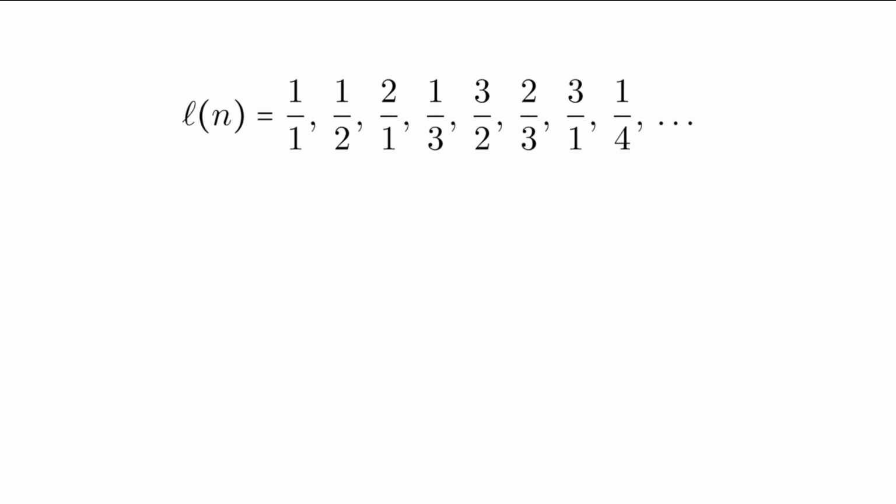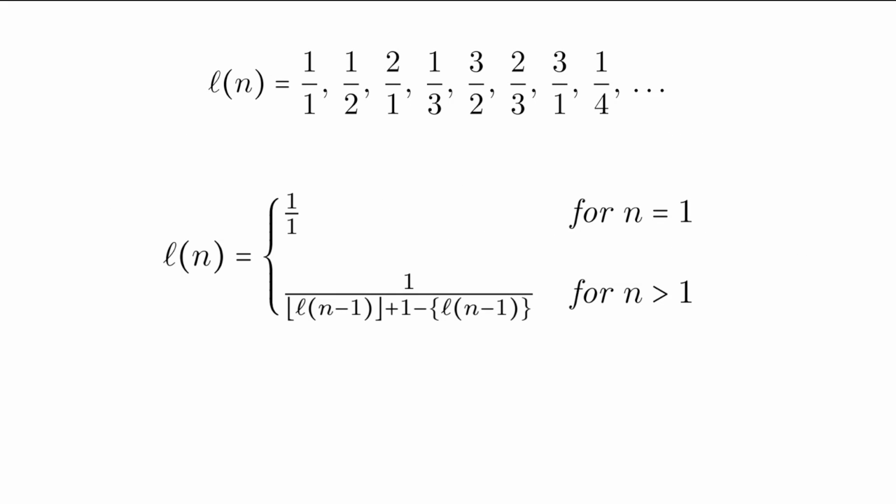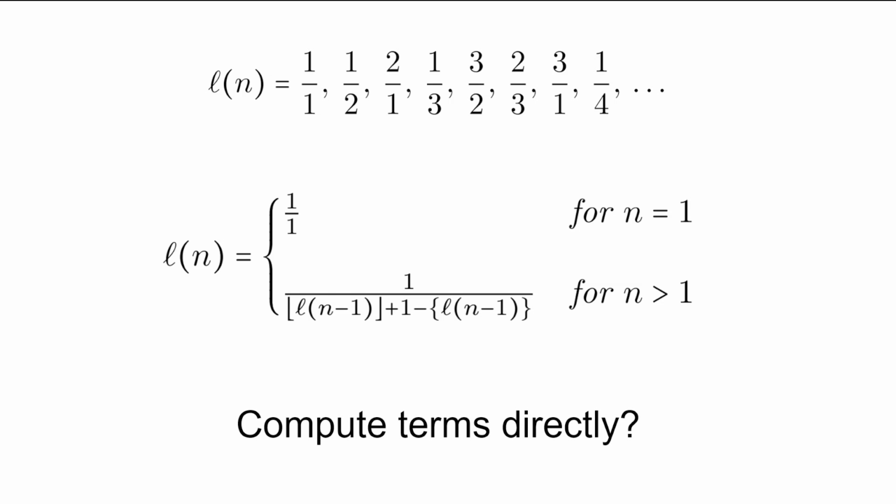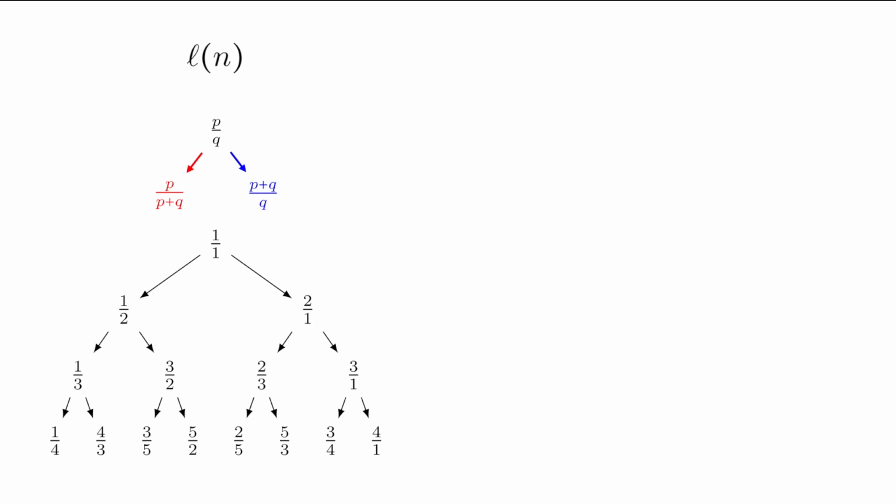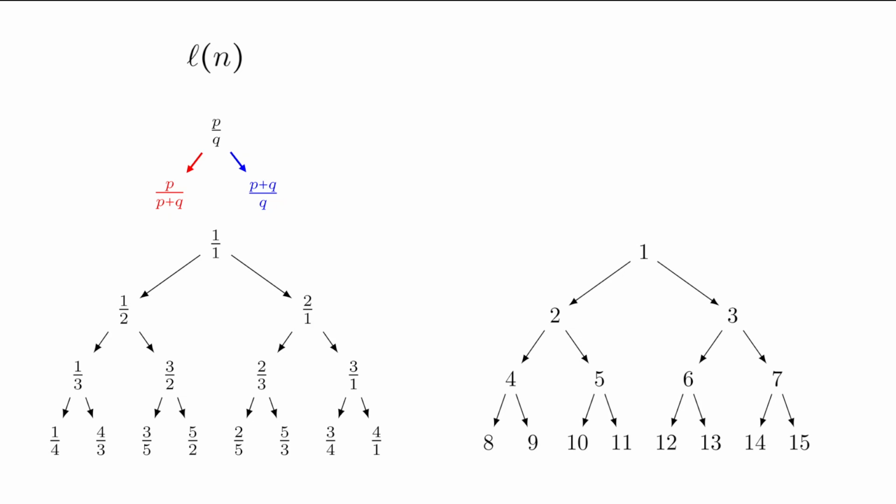It has a recursive definition which looks like this, but the main question we'll answer today is, can we compute the terms of the sequence directly? The answer is yes, and to do this, we'll revisit the tree. Here's the Calkin-Wilf tree from before, and next to it, we'll make a new tree. At each node, we'll label the term number of its corresponding fraction in the sequence. So 1 over 1 is first, then 1 over 2, and 2 over 1, and so on.